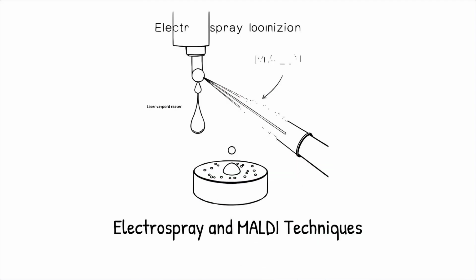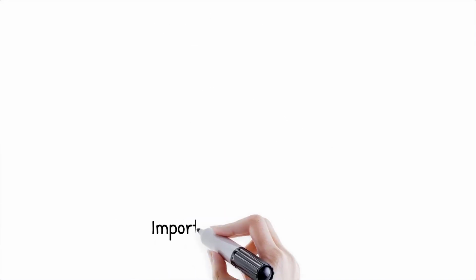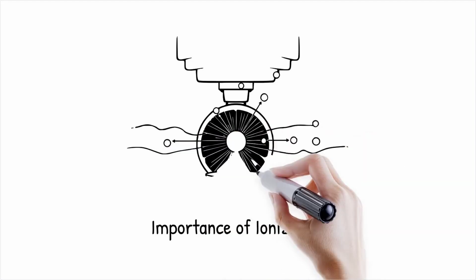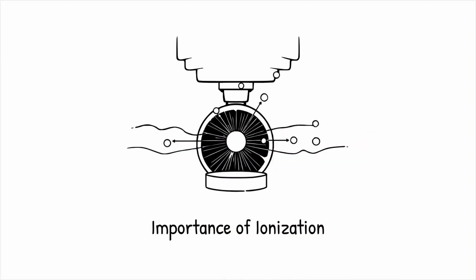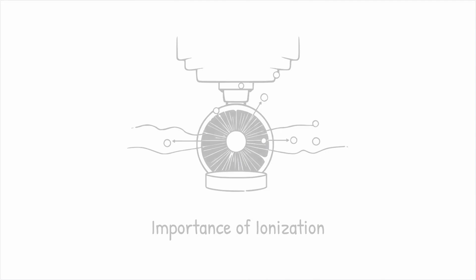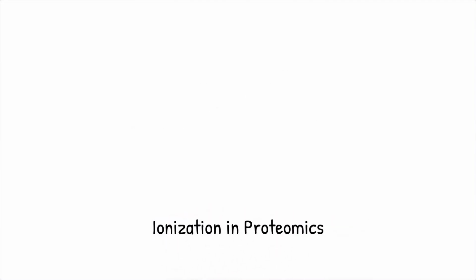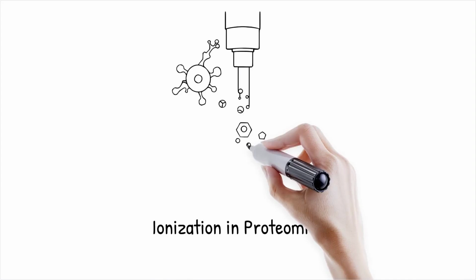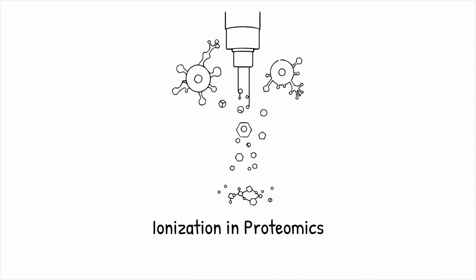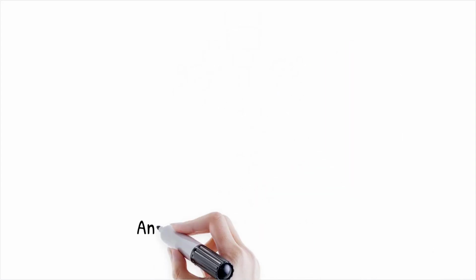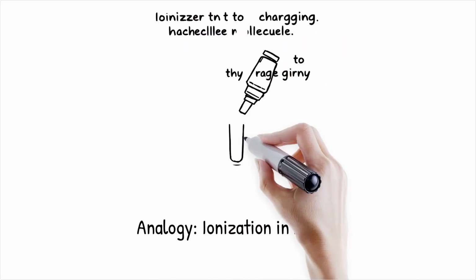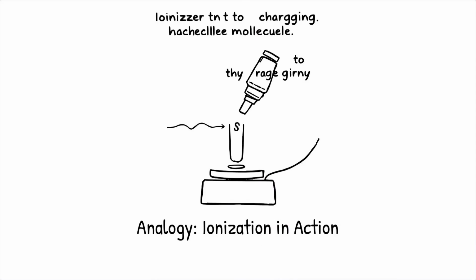Matrix-assisted laser desorption ionization, MALDI: a laser vaporizes a matrix containing the sample, ionizing it for analysis. Ionization is crucial because only charged particles can be manipulated by the electric and magnetic fields used in mass spectrometry. In proteomics, electrospray ionization is commonly used to ionize proteins for analysis without breaking them apart. Ionization is like giving molecules an electric charge so they can be guided through the mass spectrometer like tiny magnets.